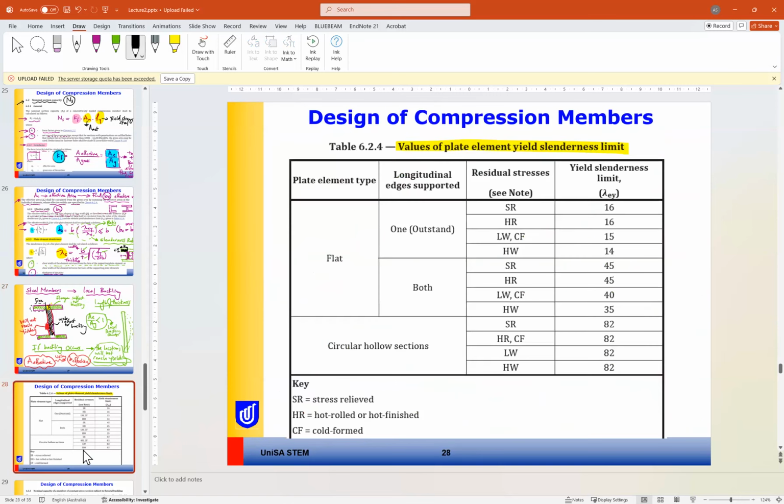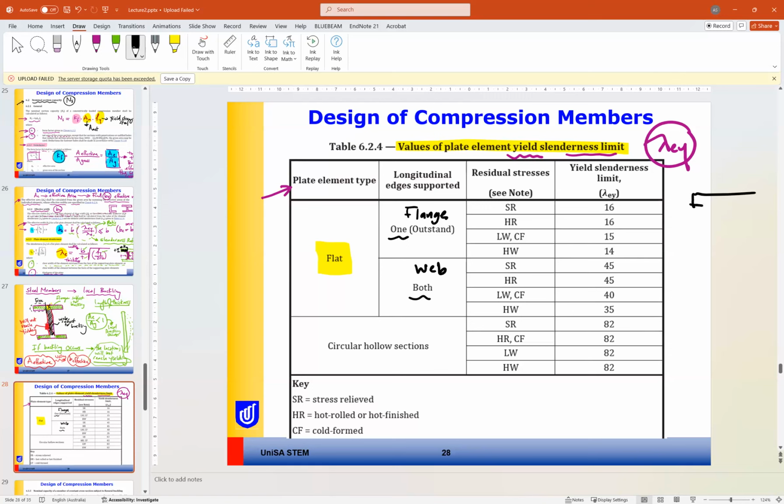So if we go back to our slide, this table here will give us the values of lambda EY. Lambda EY is the yield slenderness limits, based on the plate element type. So we are focused on flat members and the longitudinal edge support. Longitudinal edge support means if it is supported from one side or both sides. For our steel design course, flanges are supported from one side and webs are supported from both sides.